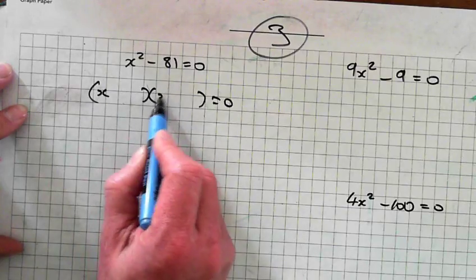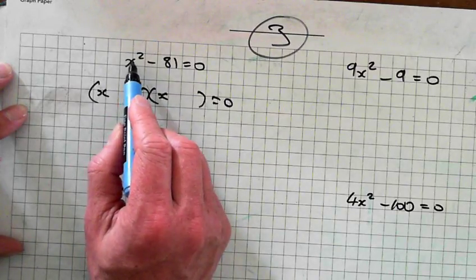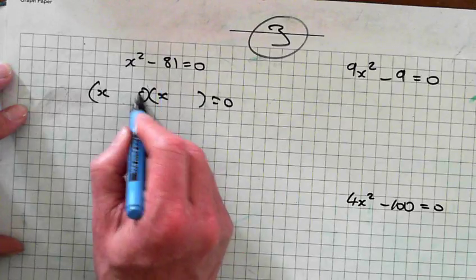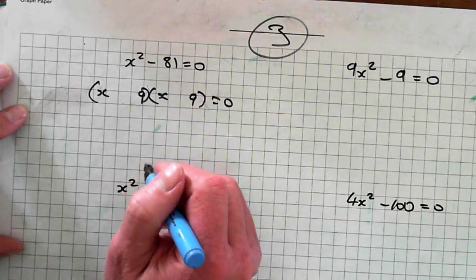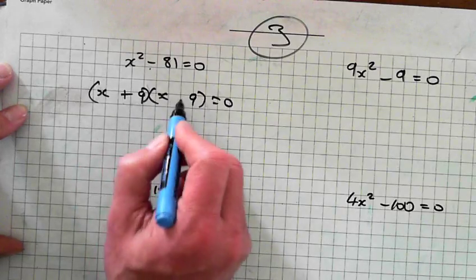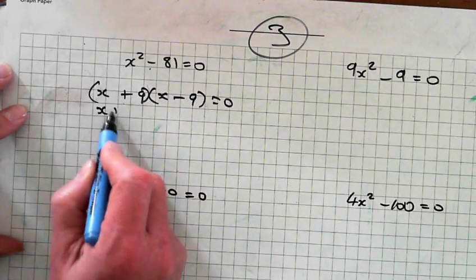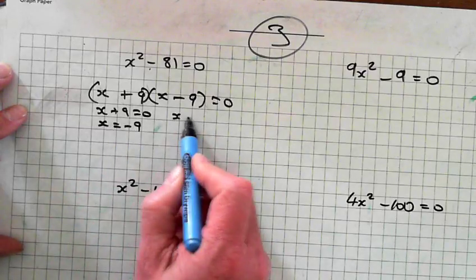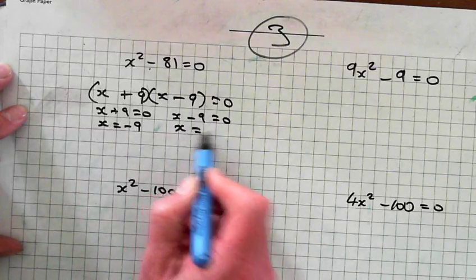So we go x. Factors of x squared are x times x, aren't they? And the factors of 81, 9 times 9. And to get a minus, we need a plus and a minus. Then we've got x plus 9 is equal to 0, x is equal to minus 9. x minus 9 is equal to 0, x is equal to plus 9.